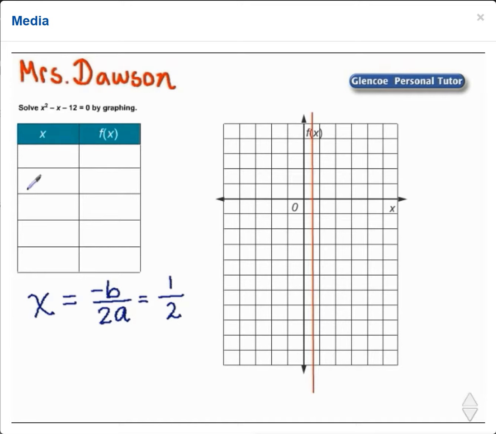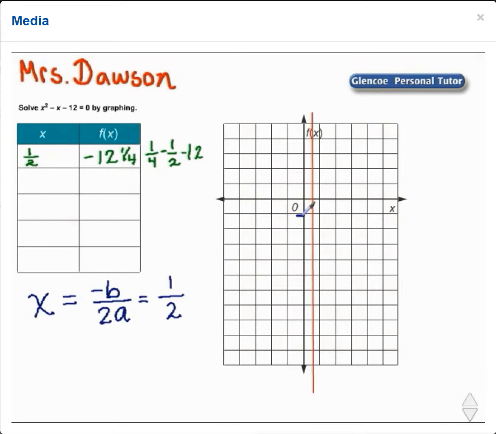Now let's go ahead and put 1/2 in the table and evaluate f of x at 1/2. The square of 1/2 is 1/4. We'll do that out here. Minus 1/2 minus 12. So 1/4 minus 1/2 minus 12 is -12 and 1/4. That gives us the vertex of this parabola.